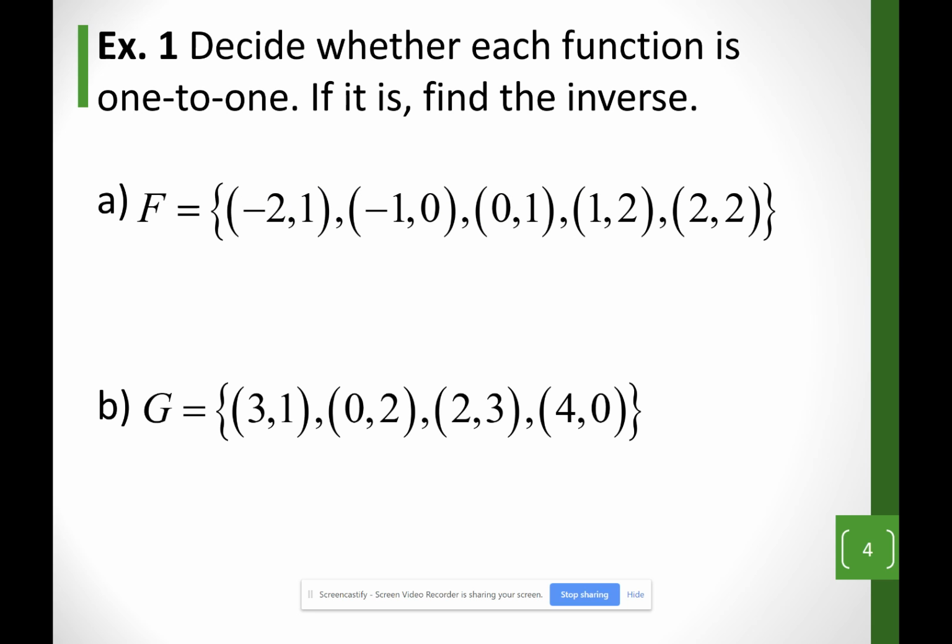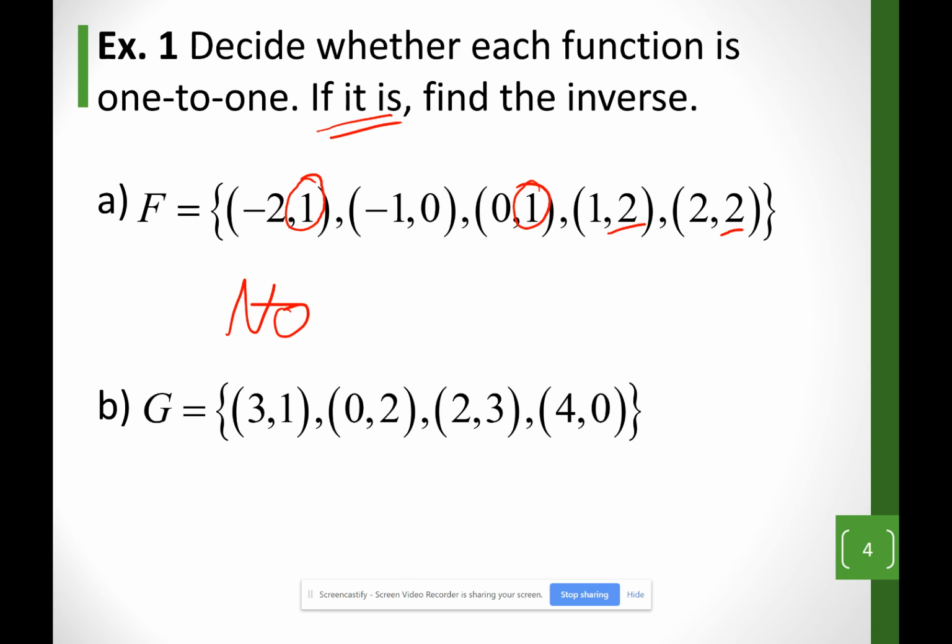So here it says, decide whether each function is one-to-one. If it is, find the inverse. I know the x values do not repeat because it's a function, but in order for this to be a one-to-one, the y values must not repeat. I see a repetition here. There's another repetition as well, but as soon as I see a y value that repeats, it is not a one-to-one function. It says if it is, so if you did say yes, find the inverse. But we said no, so we stop at that.